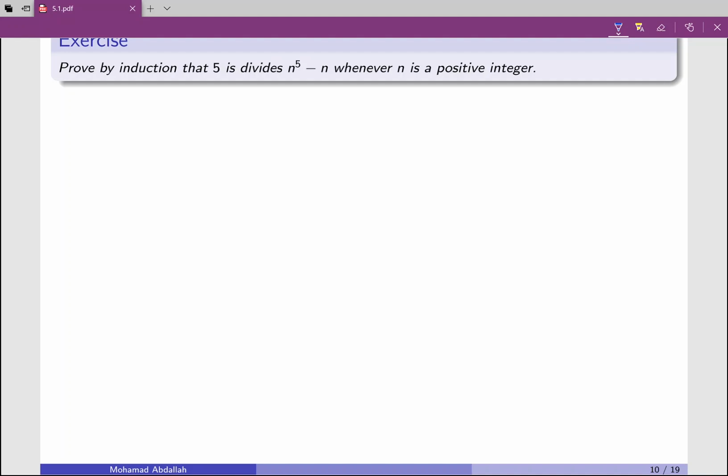It's not too hard, but lots of algebra. So I want to show by induction that 5 divides n to the power 5 minus n. If I don't want to use mathematical induction, this problem is very simple. If I use modular arithmetic, I will let you think about it. You can ask me, but this takes maybe 1 minute to be done by modular arithmetic. Now I want to do this using mathematical induction.